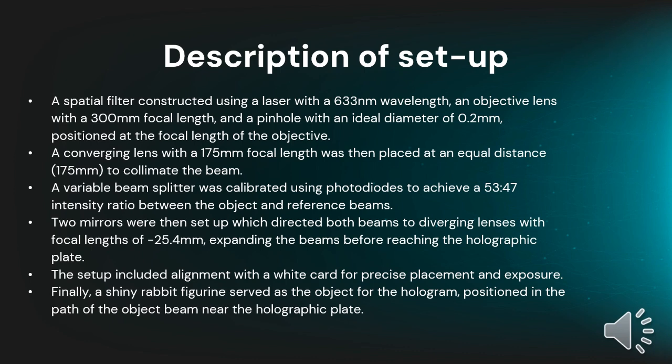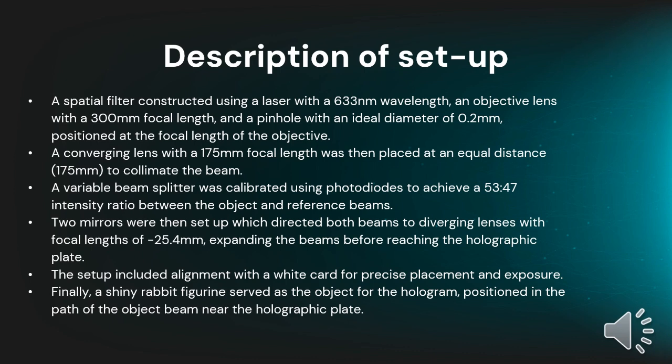Our experiment setup began with setting up a spatial filter, constructed using a laser with a 633 nanometer wavelength, an objective lens with a 300 millimeter focal length, and a pinhole with an ideal diameter of 0.2 millimeters, positioned at the focal length of the objective. Following the spatial filter, a converging lens with a 175 millimeter focal length was placed at an equal distance to collimate the beam. A variable beam splitter was calibrated using photodiodes to achieve a 53 to 47 intensity ratio between the object and reference beams.